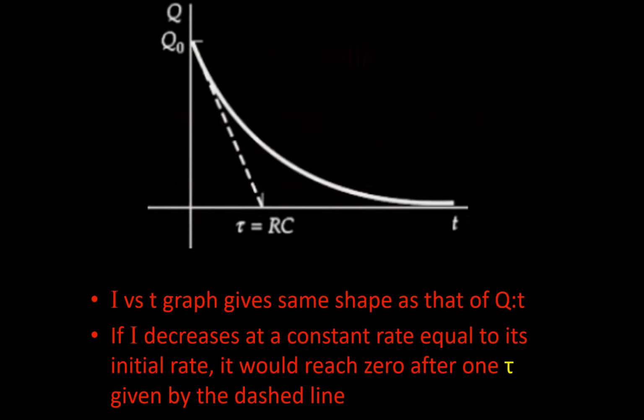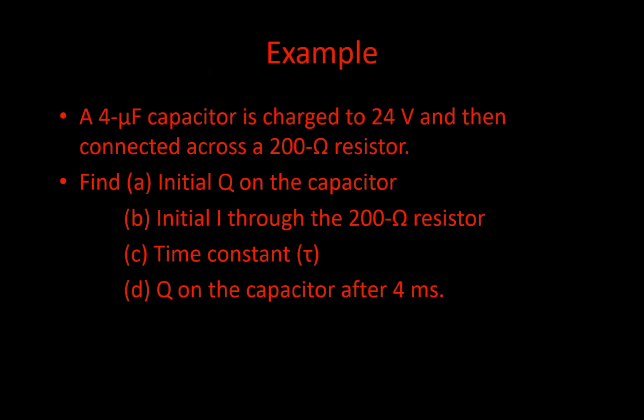So let's take a look at an example. In this example, we have a 4 microfarad capacitor. It's charged at 24 volts, and then it's hooked up across a 200 ohm resistor. What we want to know is the initial Q on the capacitor, the initial charge, so Q0; the initial current through the 200 ohm resistor; what's the time constant, what's the RC value; and what is Q on the capacitor after 4 milliseconds.